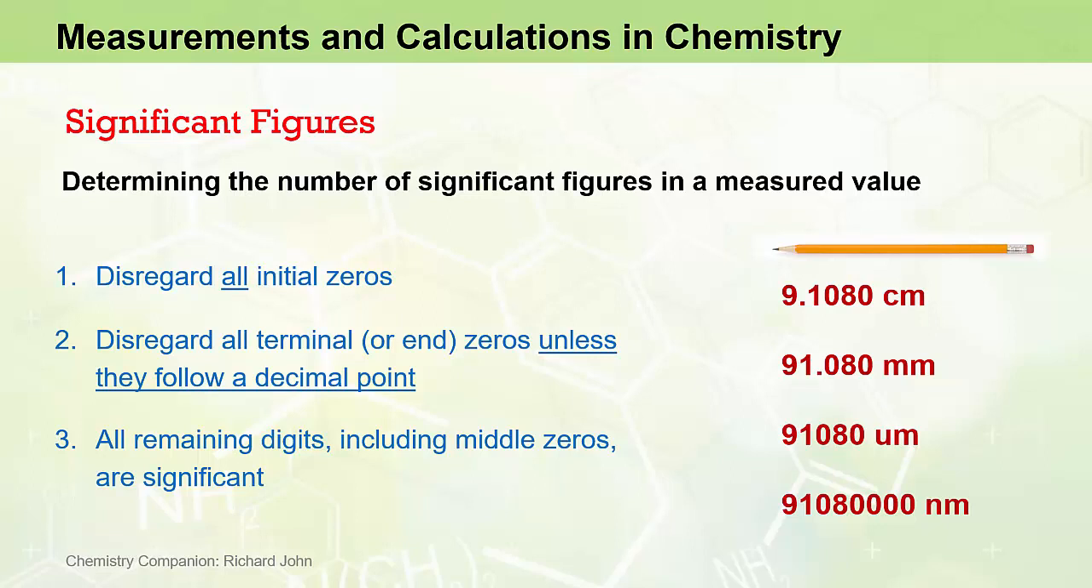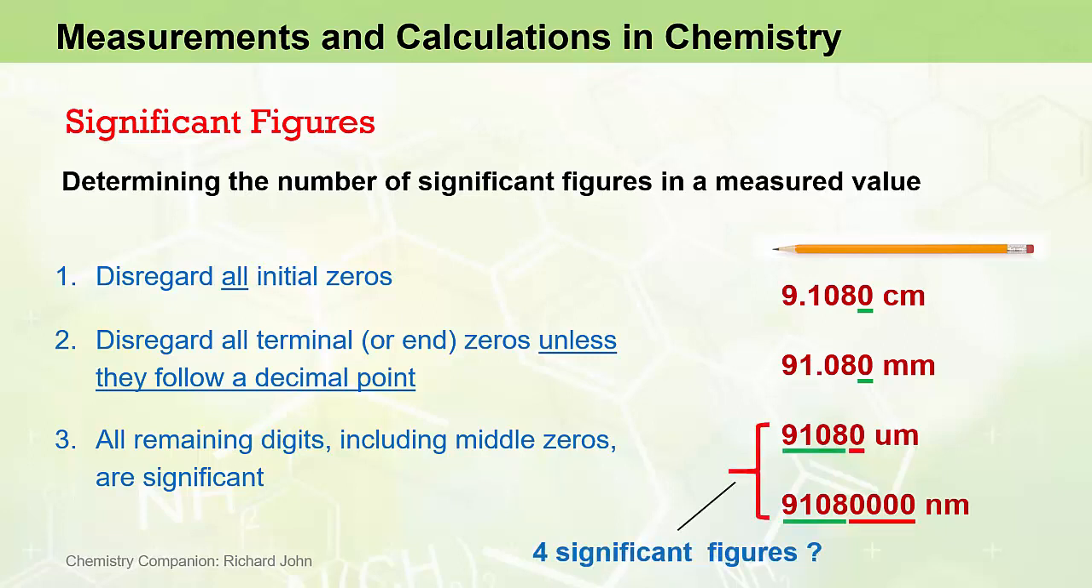In the top value, we have an end or terminal 0 here, but it comes after a decimal point, so this 0 is still a significant part of the number. There is an end or terminal 0 in this second value, but again it comes after a decimal point, so it's fine, it's a significant part of the number. Those first 2 values have 5 significant figures in them. But in the third value, we have a terminal 0 that doesn't come after a decimal point. And in the fourth value, we have 4 terminal zeros that don't come after a decimal point.